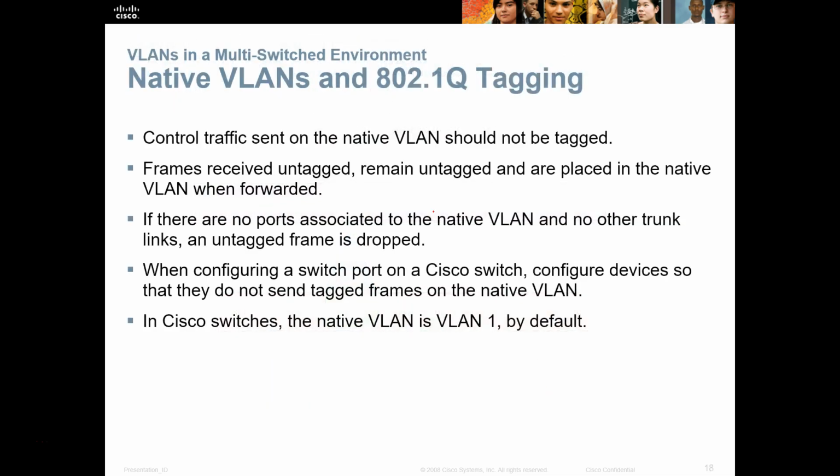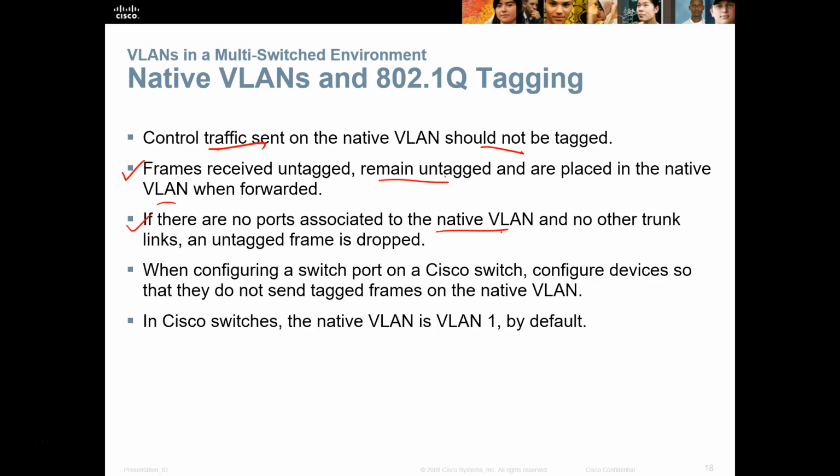Native VLANs and .1Q tagging. Controlled traffic sent on the native VLAN should not be tagged. Frames received untagged remain untagged and are placed in the native VLAN. If there are no ports associated with the native VLAN, then on other trunk links an untagged frame is dropped. So you have to have a port on the native VLAN.